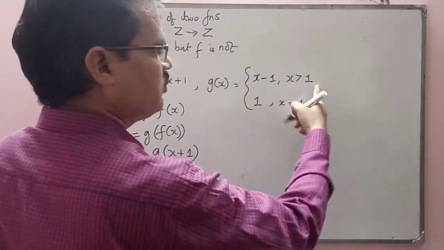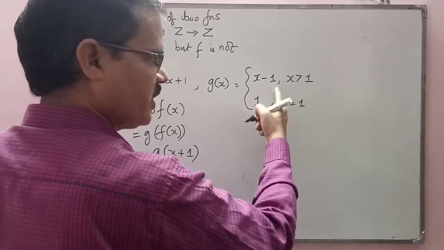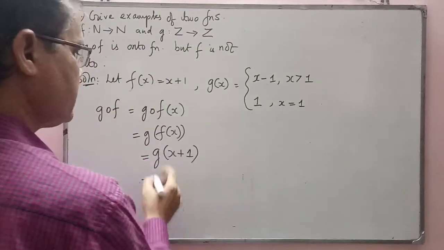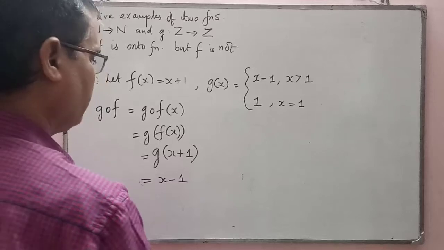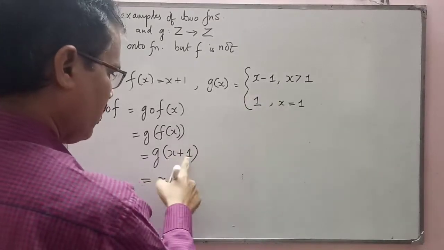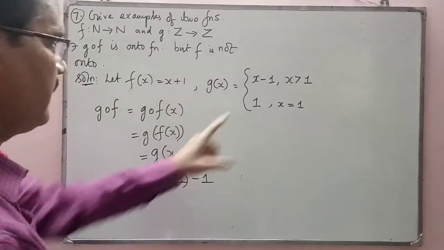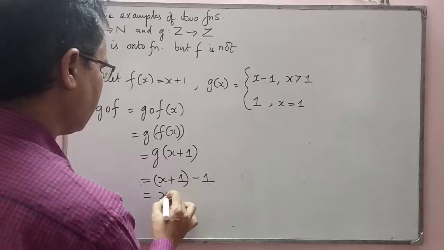So plus 1 is there, it should be greater than 1. For x greater than 1, what function do you have to choose? x minus 1, you are right. For x greater than 1, x minus 1; for x equal to 1, you can take 1. So this is nothing but your x minus 1 function. But your argument is x plus 1, so x plus 1 minus 1. I substituted this, and plus 1 and minus 1 get cancelled, and you get x.